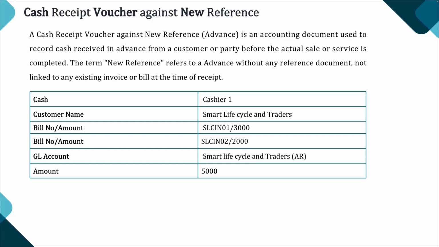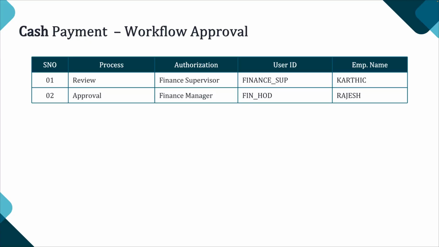Let us take some invoices. Cash is Cashier 1. Customer name is Smart Life Cycle and Traders. Bill number and bill amount. First bill number, SLCIN01, bill amount 3,000 rupees. Second bill number, SLCIN02, bill amount 2,000 rupees. GL account as Smart Life Cycle and Traders is AR. Total amount, 5,000 rupees.